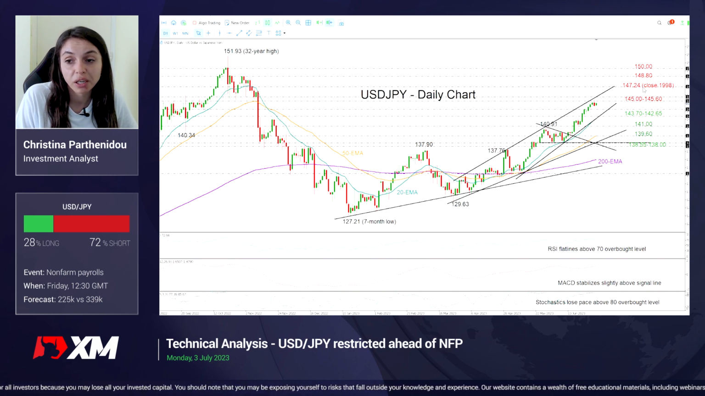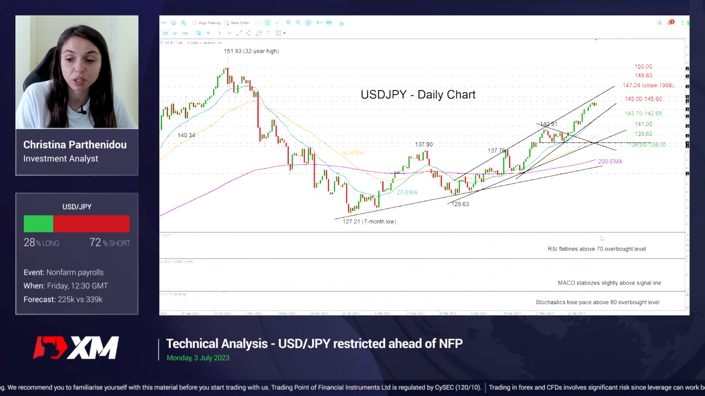And that could be an important region to watch given that the pair has closed around this territory back in 1998. So a continuation higher from here could confirm additional gains, likely driving the pair into the 148.80, 150 constraining zone where the pair peaked back at the end of 2022.